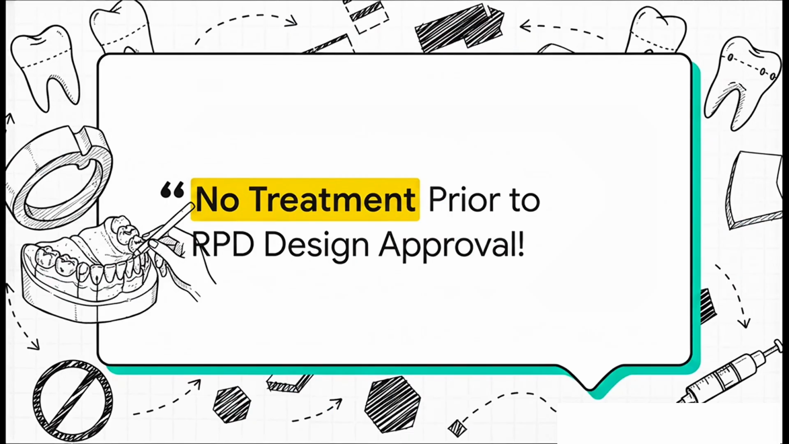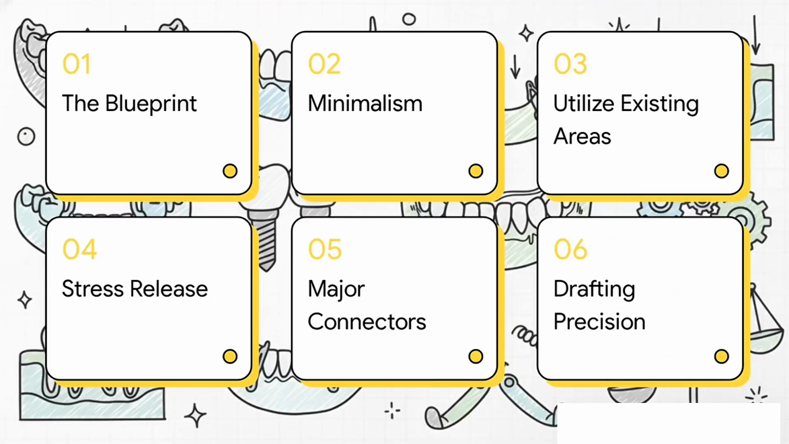Which brings us to the absolute cardinal rule of dental architecture. Absolutely no restorative treatment happens before the removable partial denture, or RPD design, is fully approved. Unless it's a literal emergency, a dentist has to map out the entire design on a surveyed cast first. You can't just start altering teeth or slapping on crowns because every single modification has to perfectly serve that final, meticulously planned structure.